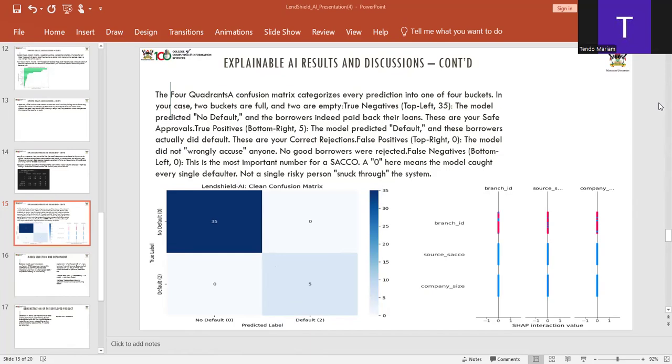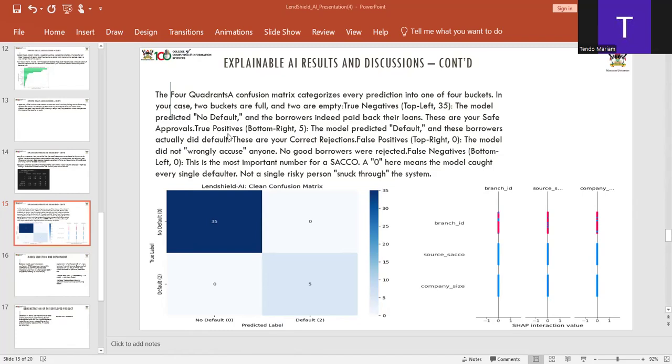The true negatives, top left, was 35. The model predicted no default, and the borrowers indeed paid back the loans. That shows there was no default. These were the ones in the safe zone.